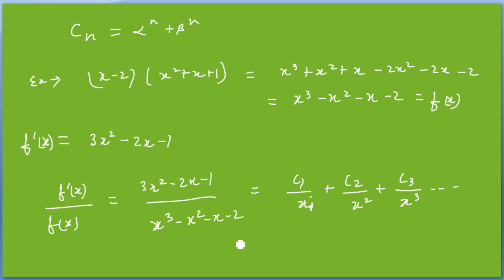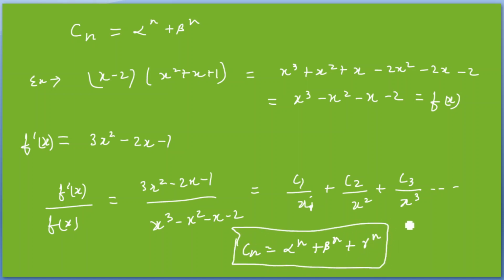And cn is equal to alphaⁿ plus betaⁿ plus gammaⁿ. So we can find the summation of any power of roots with the help of this method. We will see an example in the next video.